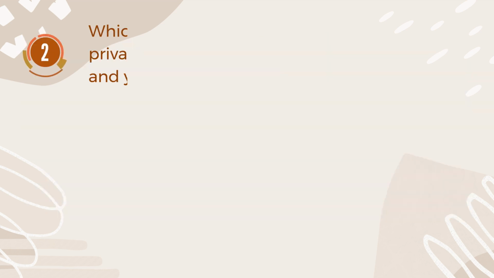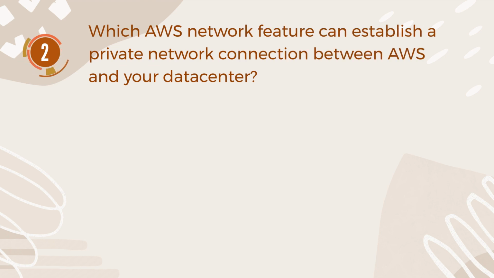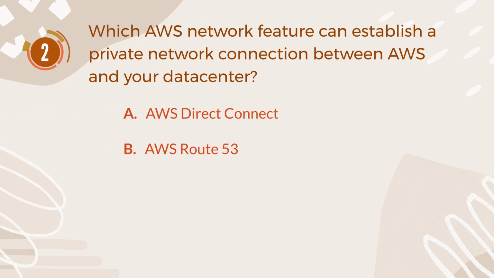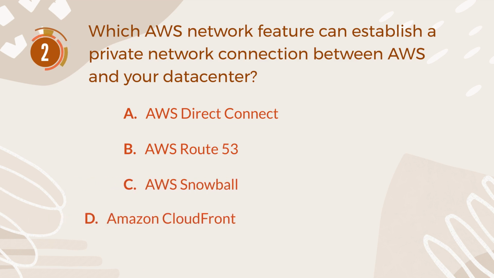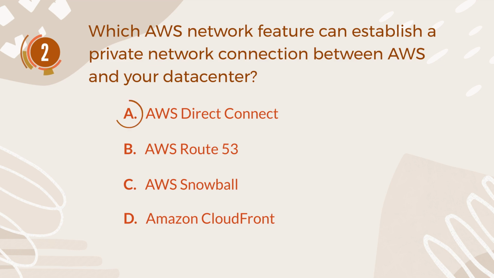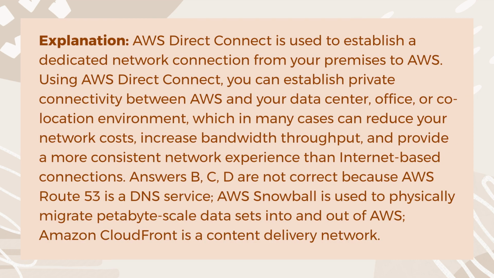Number 2. Which AWS network feature can establish a private network connection between AWS and your data center? A. AWS Direct Connect. B. AWS Route 53. C. AWS Snowball. D. Amazon CloudFront. The correct answer is A. AWS Direct Connect. Explanation. AWS Direct Connect is used to establish a dedicated network connection from your premises to AWS.